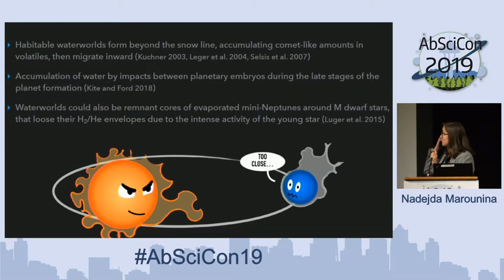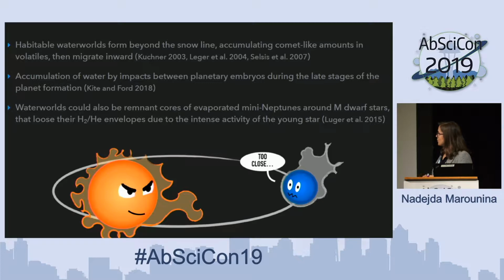There are several ways to form water worlds. The habitable water worlds could form beyond the snow line of their stars. They could accumulate a comet-like amount of volatiles and then migrate inward inside of the habitable zone of the star. A later accumulation of water by impact between planetary embryos is also possible. Both of those mechanisms have played out as a robust prediction of numerical simulations of water world formation.